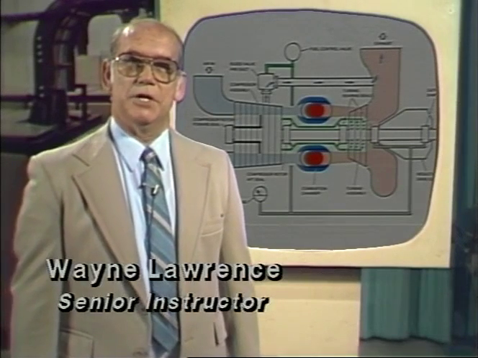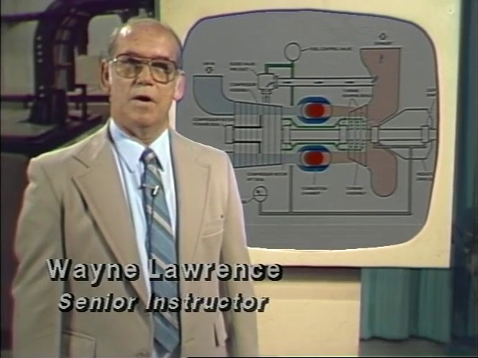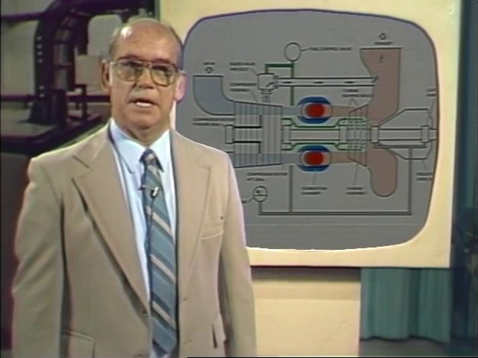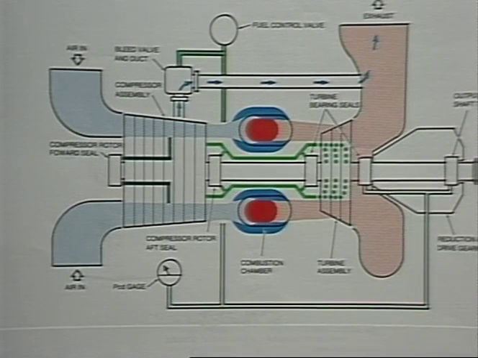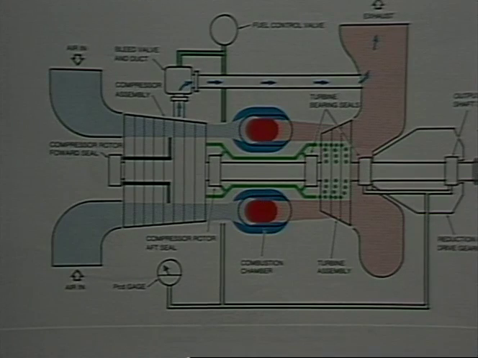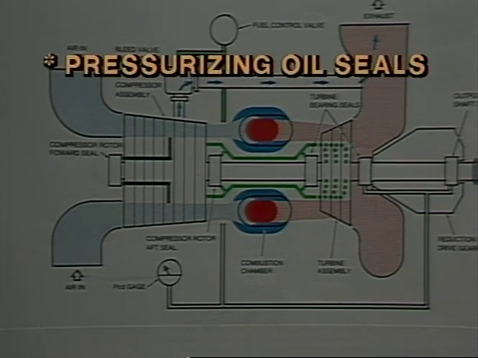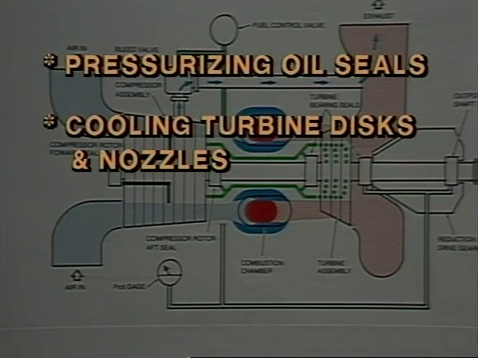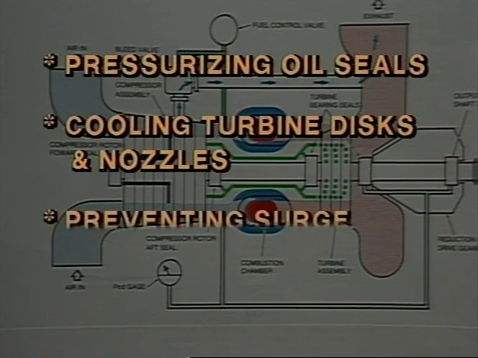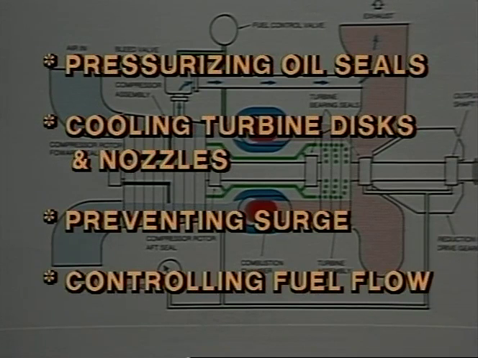In previous lessons, you learned how air is used to create power as it passes through the turbine. In this lesson, we will discuss the small portion of compressed air that does not enter the combustor, but is bled off the compressor and diffuser sections for use in pressurizing oil seals, cooling turbine rotor discs and first stage turbine nozzles, assisting in obtaining smooth engine operation by preventing surge, and in providing an air pressure signal to control fuel flow.